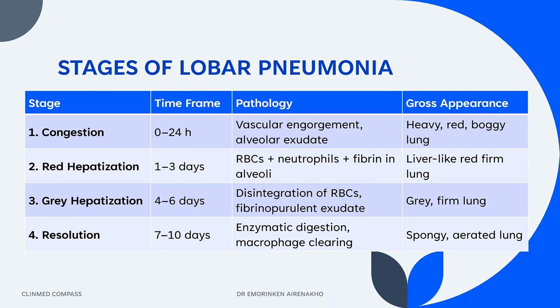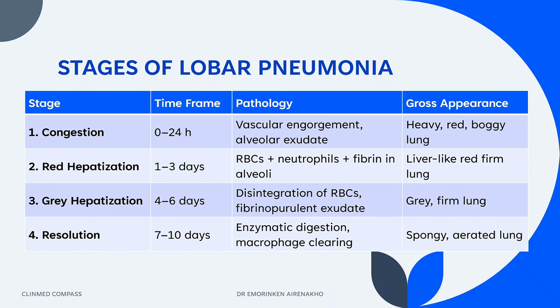Red hepatization occurs within 1 to 3 days. The alveoli are packed with red blood cells, neutrophils, and fibrin. The lung looks like liver tissue, red and firm. Hence, it is called red hepatization. Then gray hepatization within 4 to 6 days. The red blood cells break down, and the exudate becomes gray and purulent.